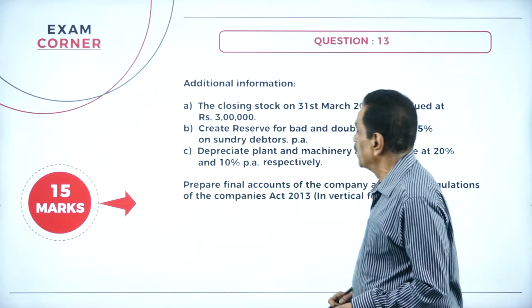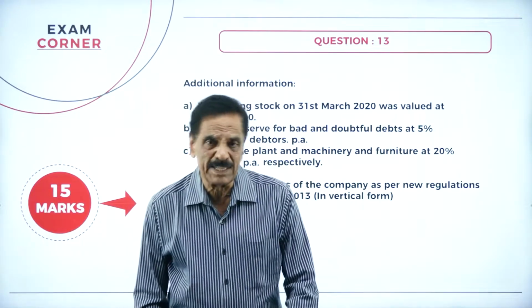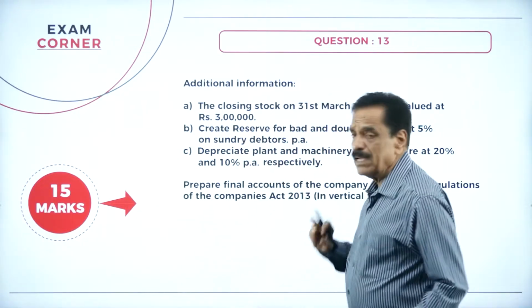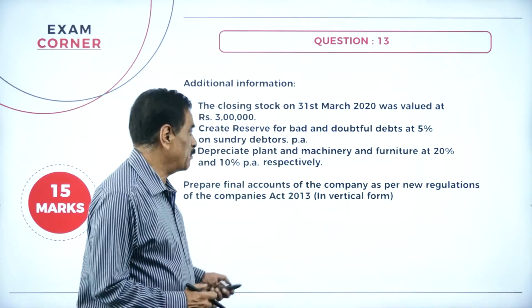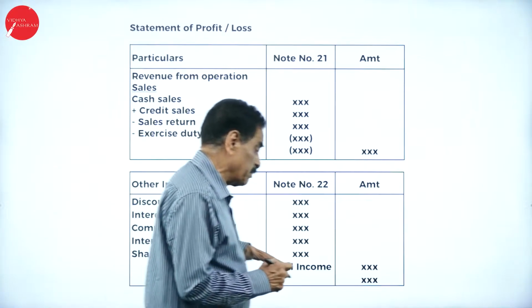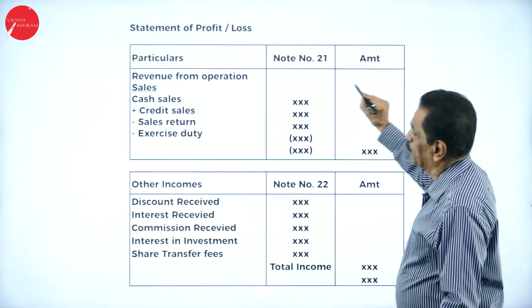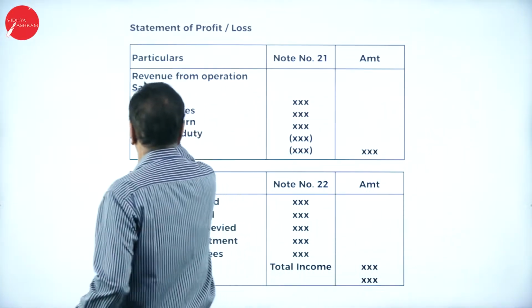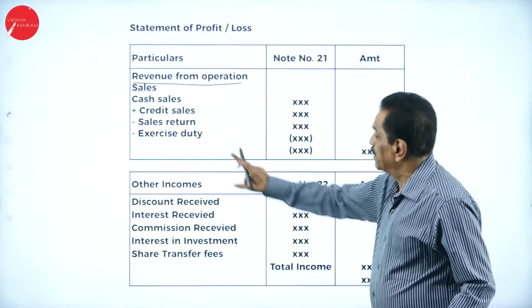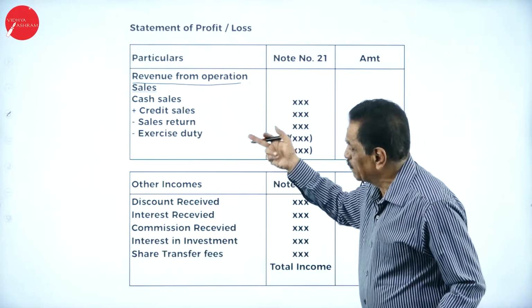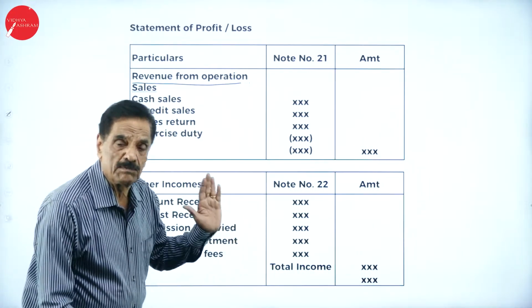We'll move on. Closing stock will come on the trading account credit side and the asset side of the balance sheet. Then RBD goes to the profit and loss account, then it should be deducted from the return. Depreciation and amortization are a separate account. This year's format: Statement of Profit and Loss, particulars, note number 21, amount, revenue from operations. Sales is revenue: cash sale, add the credit sale, minus sales excise duty deducted, whatever the difference comes, that is the revenue from operations.